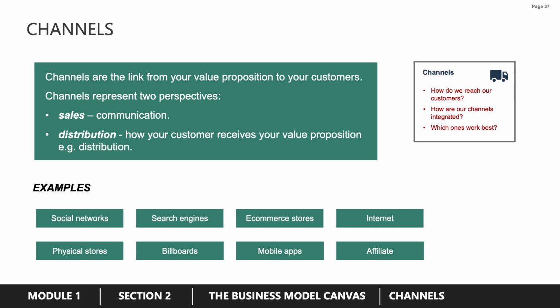social networks, maybe LinkedIn, search engines, things like Google. When people search, are we in their search results? You've also got e-commerce stores, internet, just on a broad basis, physical stores, billboards, mobile apps, and even affiliates, people that make money as they sell onwards a product or service.